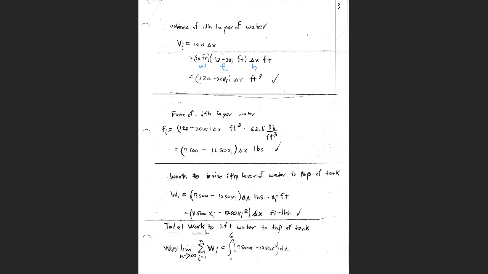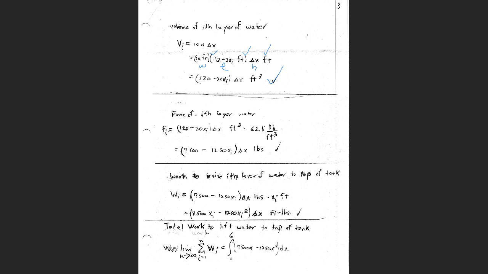And notice that my units are cubic feet. When I work it out, I usually like to include units in my computations so that I know I'm doing things right, because volume has to be in cubic feet. And we get 10 times the quantity 12 minus 2xi times delta x cubic feet, which is the quantity 120 minus 20xi times delta x cubic feet.